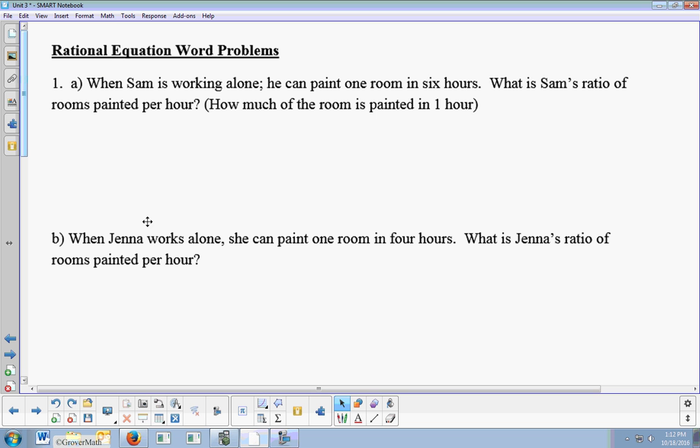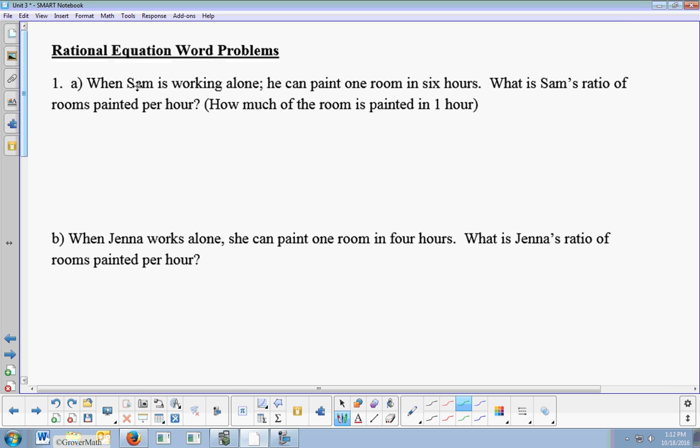Algebra 2 Common Core, rational equation word problems. So in the previous video, we learned about rational equations, and that was basically fractional type of equations. But now we're throwing word problems into the mix. And what you're going to see here a lot of the times, we talk about rates.